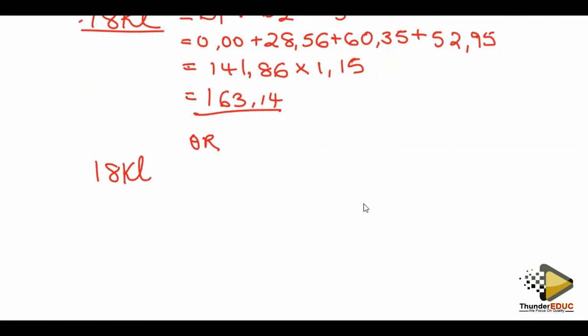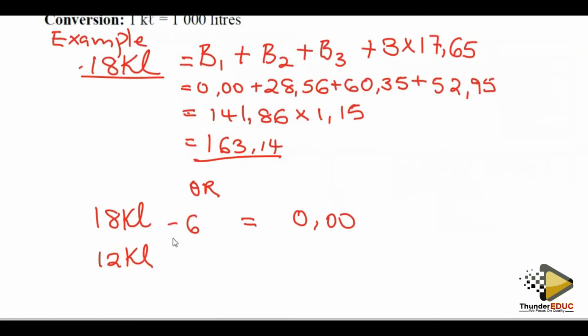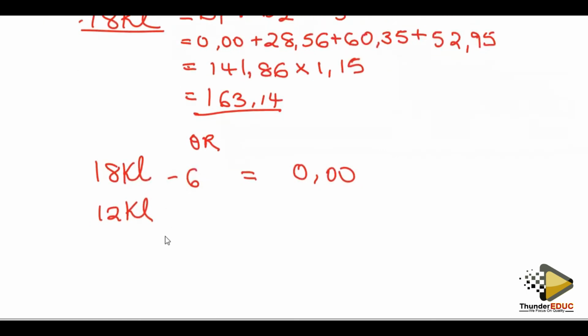So of the 18, we need to take off the 6. But this first 6, you pay nothing. So whatever remains is pushed to bracket number 2. So 18 minus 6, you remain with the 12 kiloliters. This is bracket number 1, a maximum of 6. Bracket number 2, a maximum.